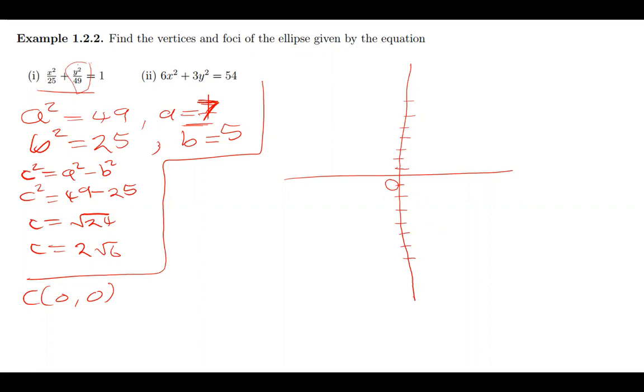And then we also move 5 steps along the minor axis, which is represented by B. We move 5 steps to the right and 5 steps to the left: 1, 2, 3, 4, 5. Then we also move 1, 2, 3, 4, 5 on this side. So our ellipse becomes something like this.